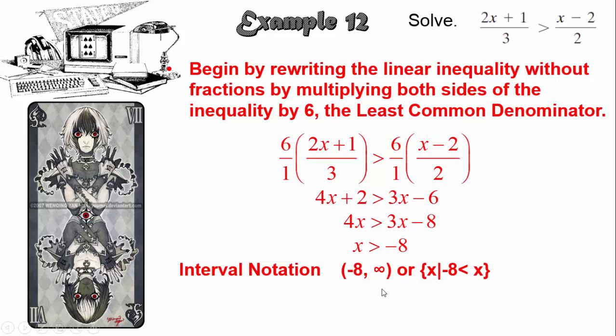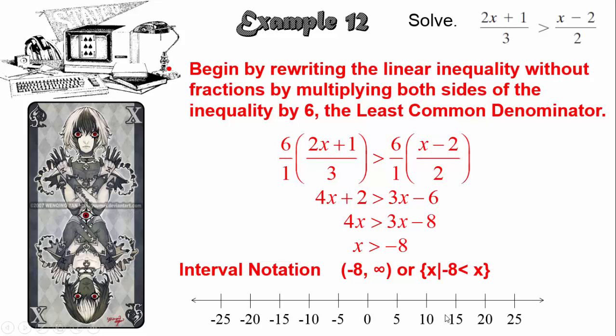Or in set builder notation, curly bracket x, where negative 8 is less than x, close curly bracket. We graph this in the following way. Because it's a round bracket at the negative 8, here we start with the negative 8, and it does not include negative 8. X is getting bigger and bigger and bigger, so the arrow points to the right.